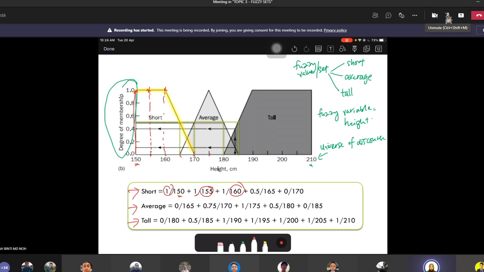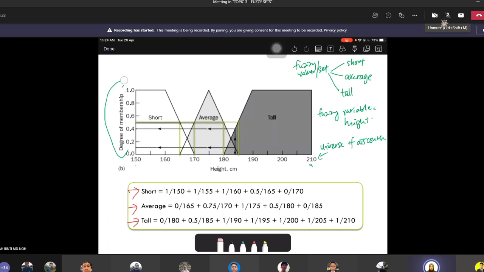165. Ni yang nampak ada garisan hijau ni. Dia kena dekat sini. So dia ialah 0.5. Okay. So 165 you dapat 0.5. And 170 dia dekat sini. So it's 0. Clear? Macam mana you nak baca satu-satu elemen daripada graf? Siapa yang tak faham? Okay? Clear? Yeah. Alright.